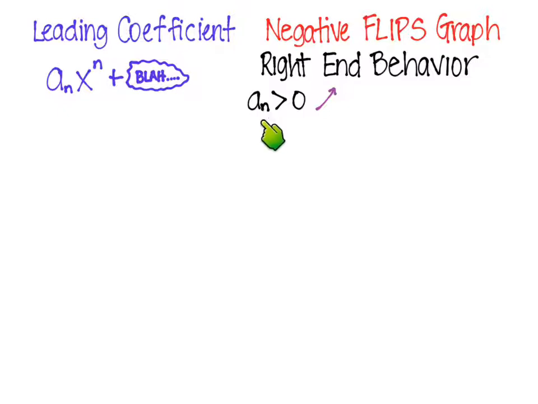When my leading coefficient is positive, that's what I say here, I don't say greater than, I just say when the leading coefficient is positive, the right end behavior is going up. So I'm looking at the right side of the graph going up. When the leading coefficient is negative, the right end behavior is going down. It's a decreasing function on the far, far right.